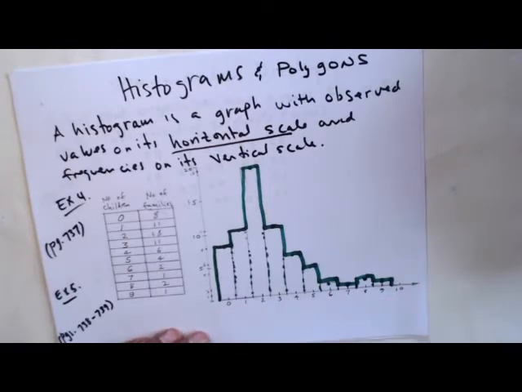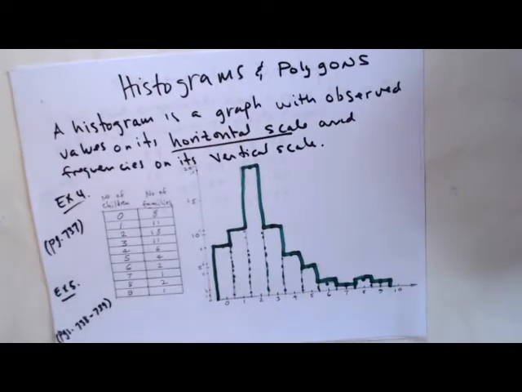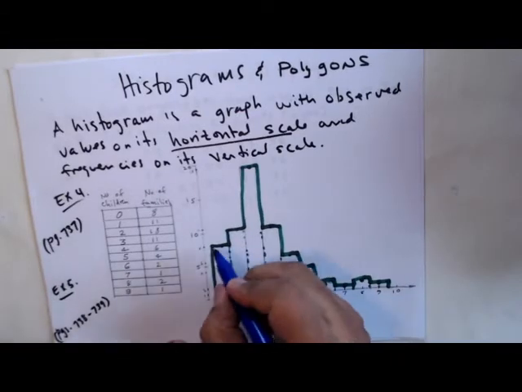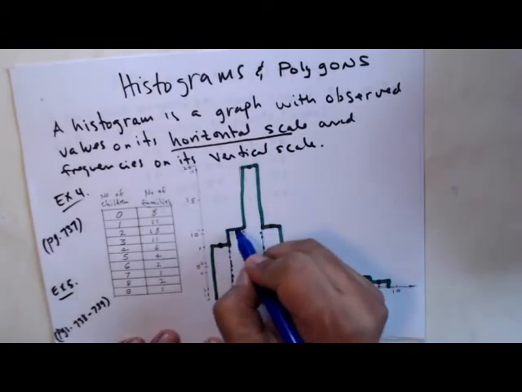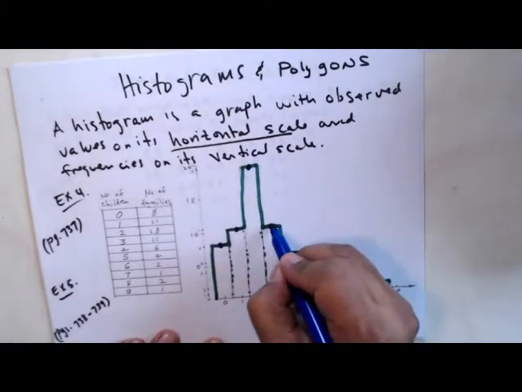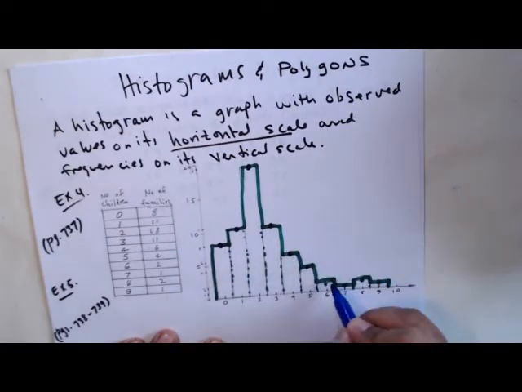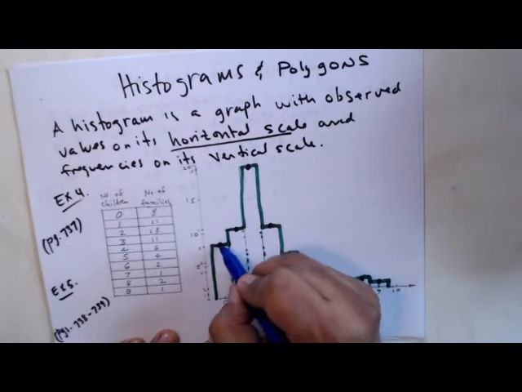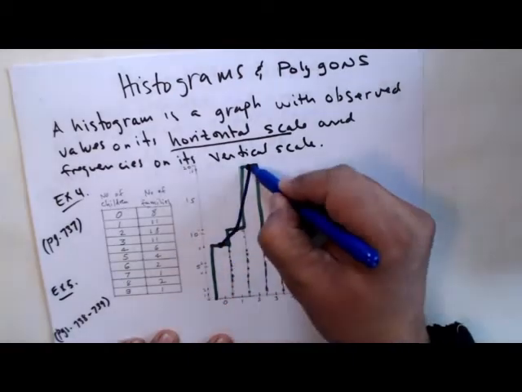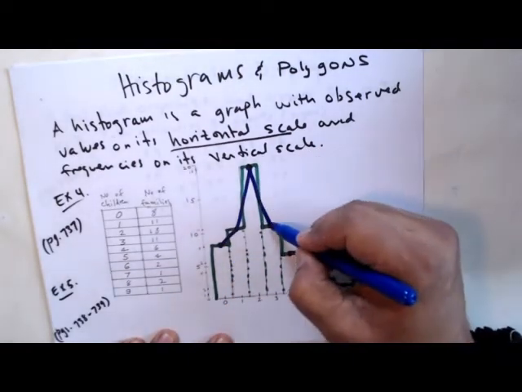Now, for the polygon, a very interesting case happens here. All you need to do for the polygon is go to the center of the value, and connect these points. And that's how you develop the polygon.